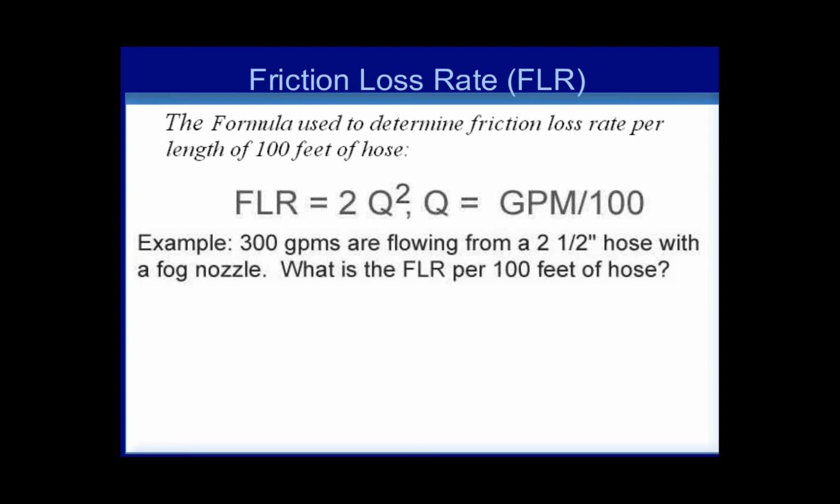Let's look at an example. If you have 300 GPMs flowing from a 2.5" hose with a fog nozzle, what is the FLR per 100 feet of hose?